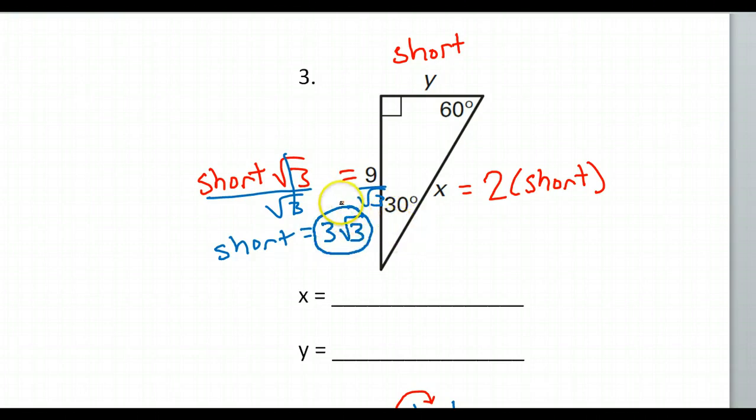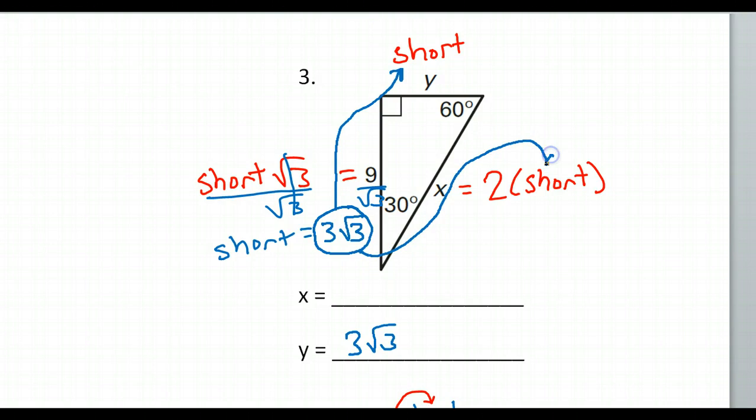So I'm going to put that into two places. I'm going to put it immediately here because that will give me y is 3 radical 3. But I'm also going to put it right here. Because the hypotenuse is 2 times short, so that's 2 times 3 radical 3, which is 6 radical 3. And that will be x.